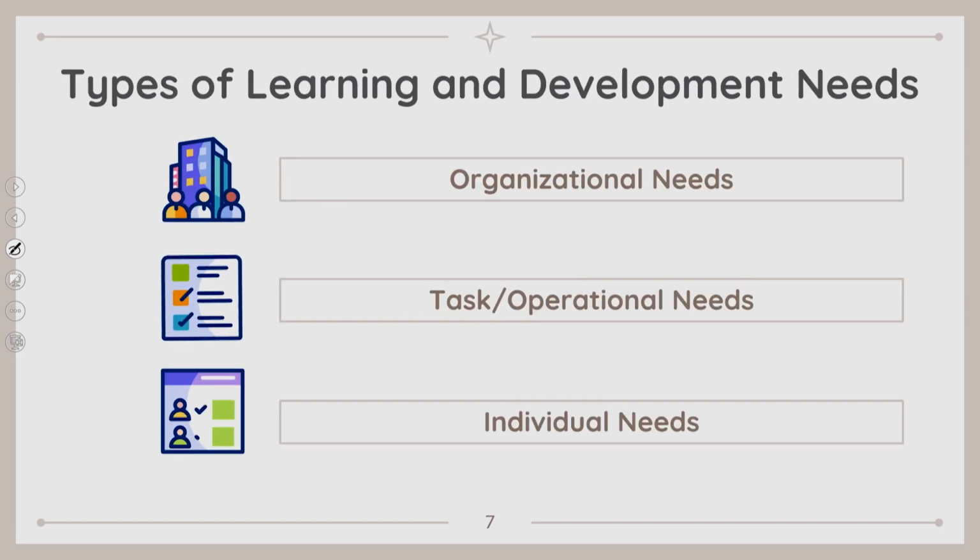Now, we move forward with respect to the types of learning and development needs. Let us understand the learning and development needs. These can be categorized into primarily three types. Each serves its own distinct purpose within the broader context of the organization. When you talk about organizational needs, typically these needs focus on aligning training with the strategic objectives and long-term vision of the organization. So, they address issues at a macro level.